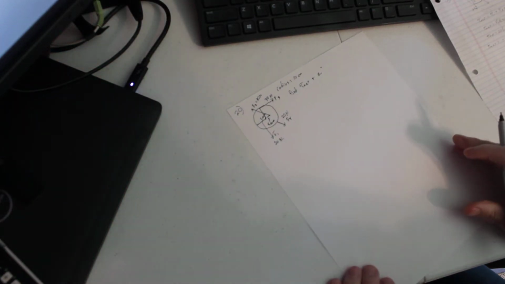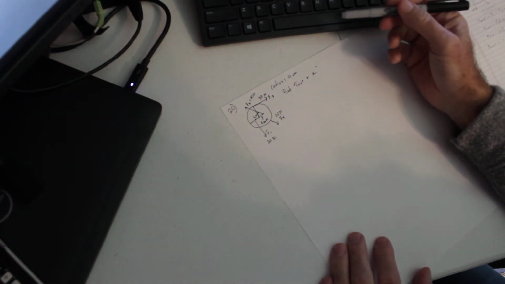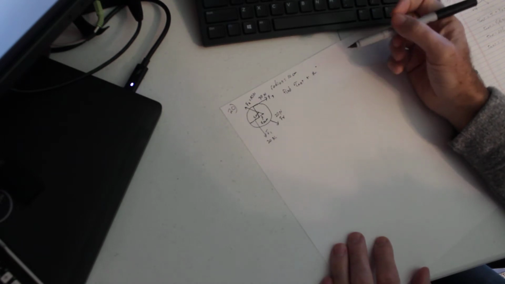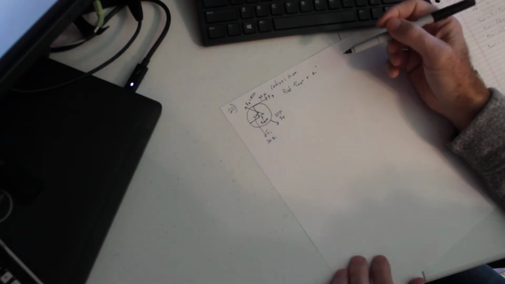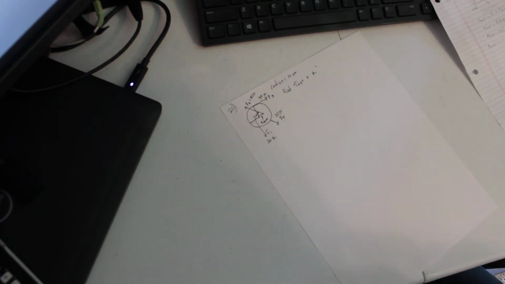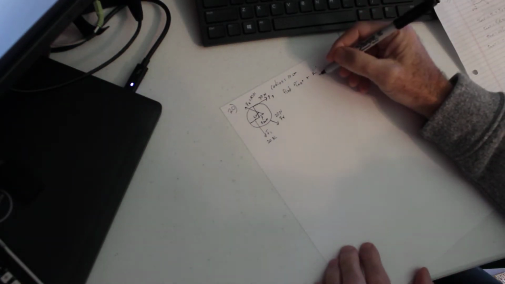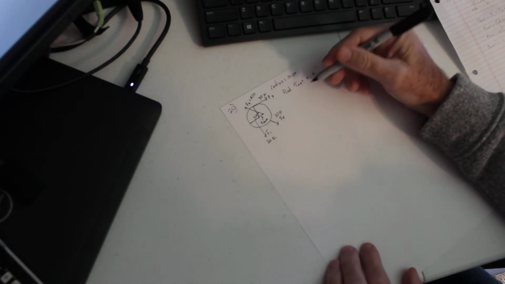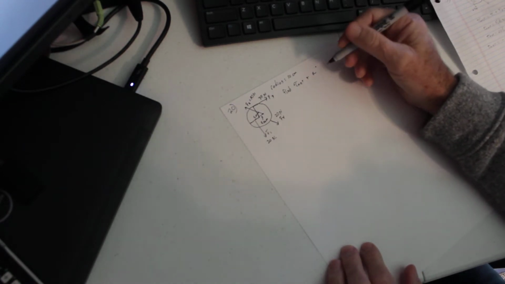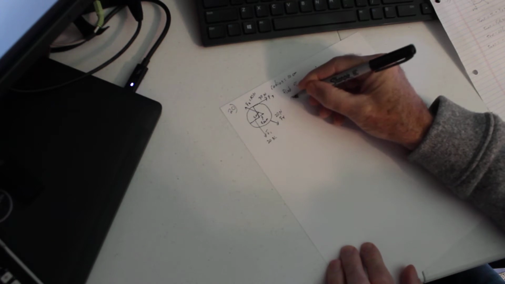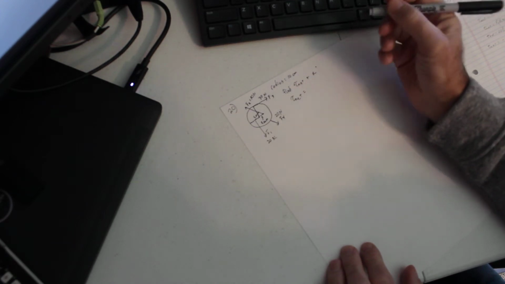Alright, I'm going to do number 20 here. In 20, we find the net torque on this spinning disc, and we want to find alpha, the angular acceleration. Now in the actual problem it doesn't say alpha, but I added that to it. Once you get the net torque, it's easy to get alpha. So the net torque is going to be the sum of all the torques.